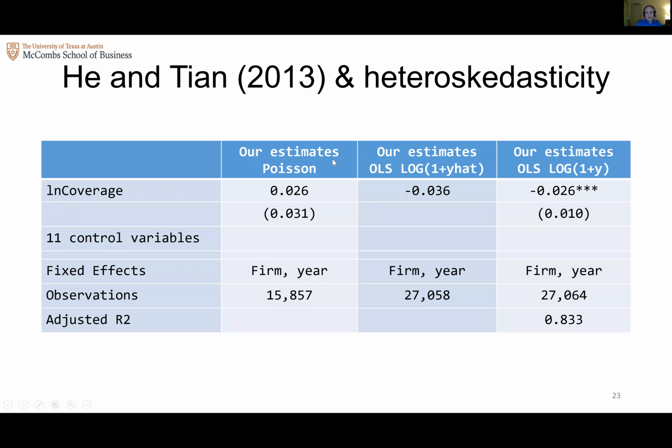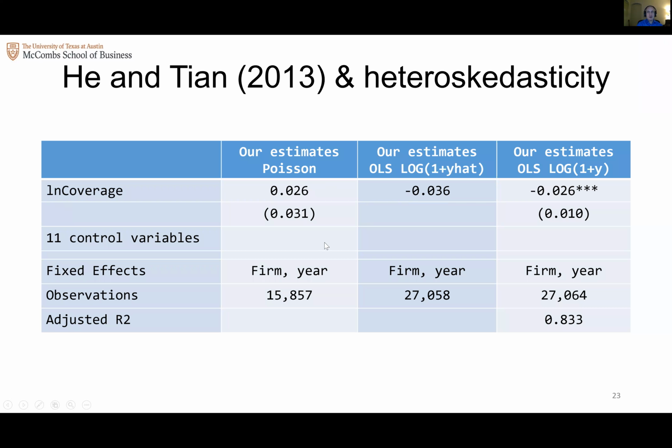Okay, so again, this is the estimates from the Poisson regression. So this is going to be the analyst coverage paper. Okay, so this is what I showed you in the previous slide. And this is going to be our estimates over here on the right-hand side of the log of 1 plus model. If we estimate the OLS model using the log of 1 plus the fitted value instead of the actual values of y, we get something that's negative, and it's about the same order of magnitude as the actual log of 1 plus estimates.